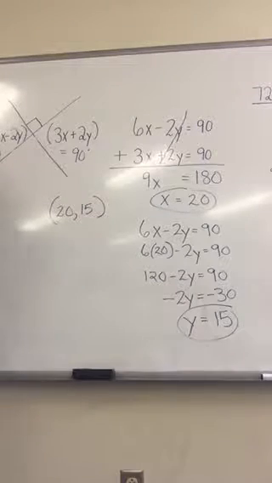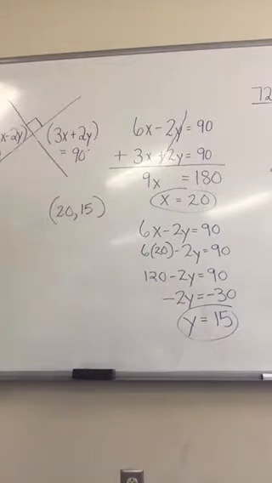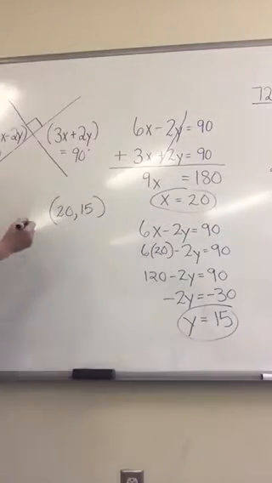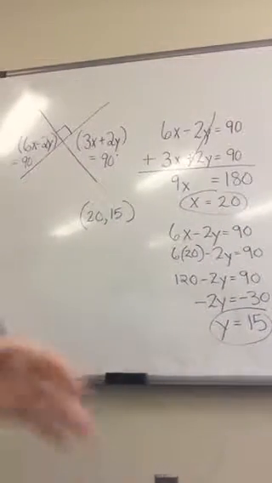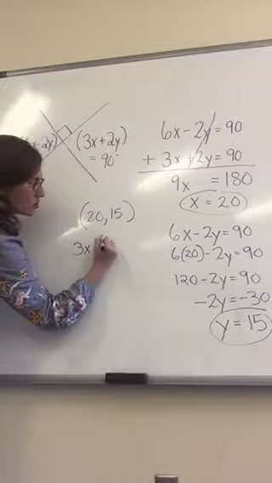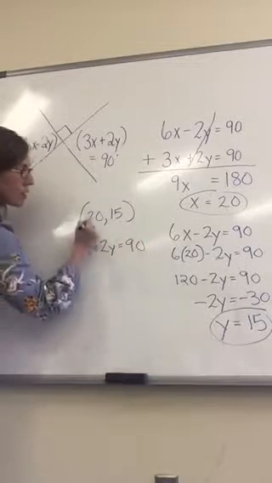I can check that by plugging that ordered pair into one of the equations to make sure that it works. So this time, let's use the 3x plus 2y equals 90. I want to make sure that I stay within the window of what you can see. So 3x plus 2y equals 90. I'm going to plug in my x and my y.